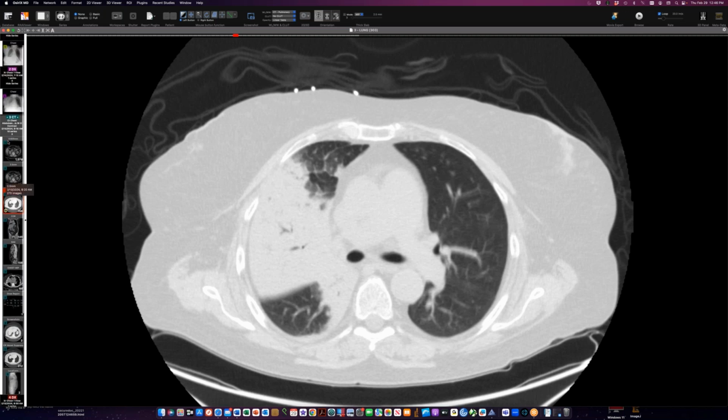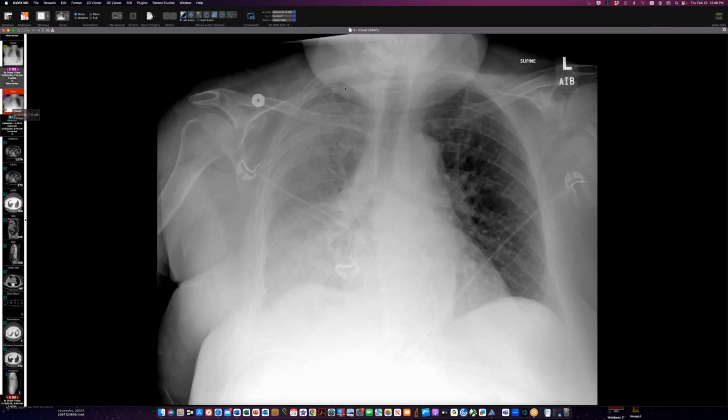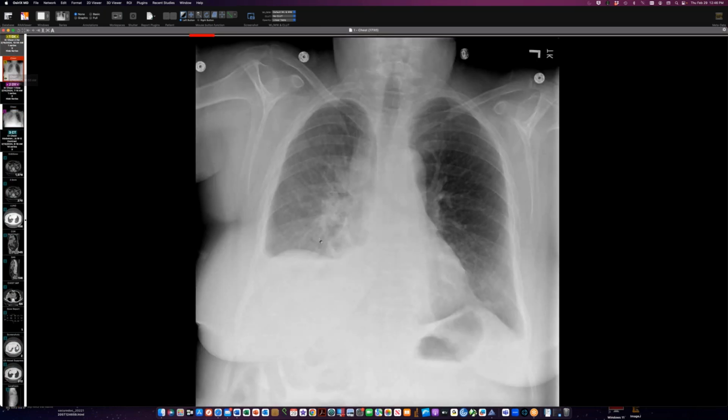So let me just show you a series of radiographs on this person. At this point, it really seems to be much more extensive now, top and bottom of the lungs, and there's probably some pleural effusion adding opacity here. And then on this radiograph, things look much better.